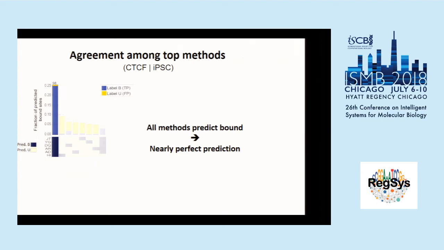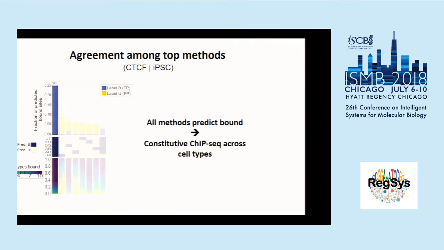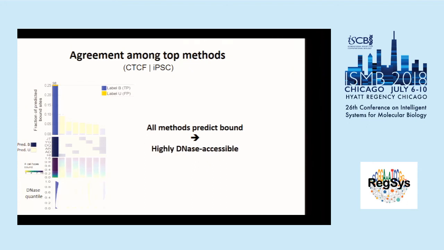So if we break that down for CTCF, most of the predominant sites are where all methods predict bound. You get nearly perfect prediction. You can break them down by how many cell types are bound within them. It's constitutive for the most part, and highly DNA accessible.